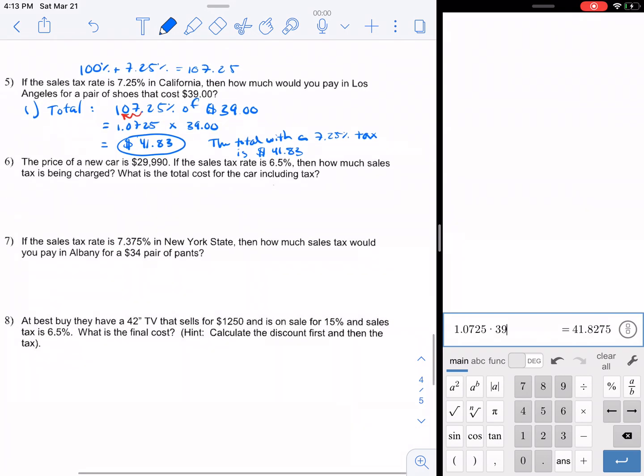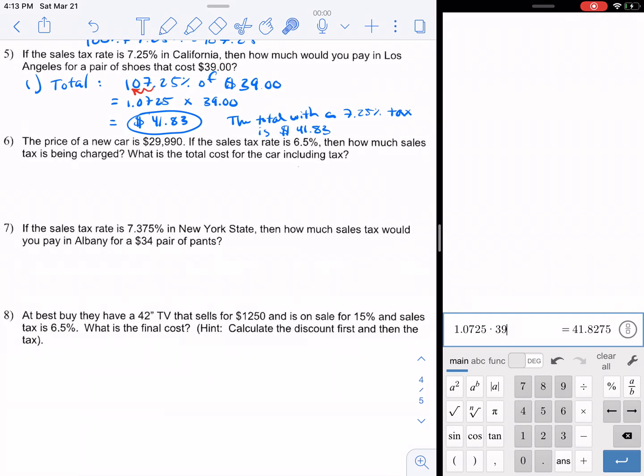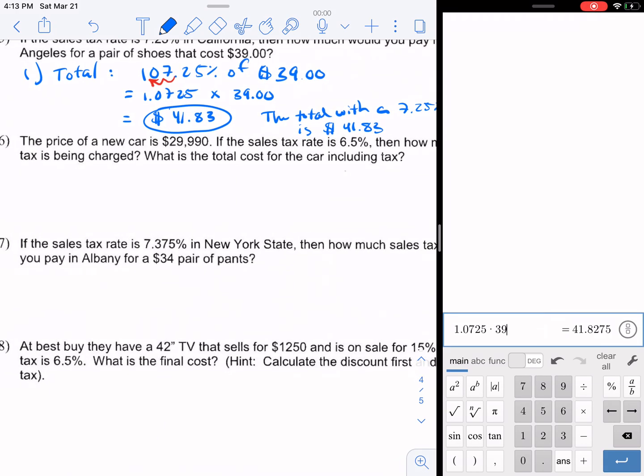Number 6. So let's take a look. Number 6 says the price of a new car is $29,990. If the sales tax rate is 6.5%, then how much sales tax is being charged? So that's one question. The second question says, what is the total cost for the car, including tax? So I have 2 things to do. So method A is what I'm going to do for this one.